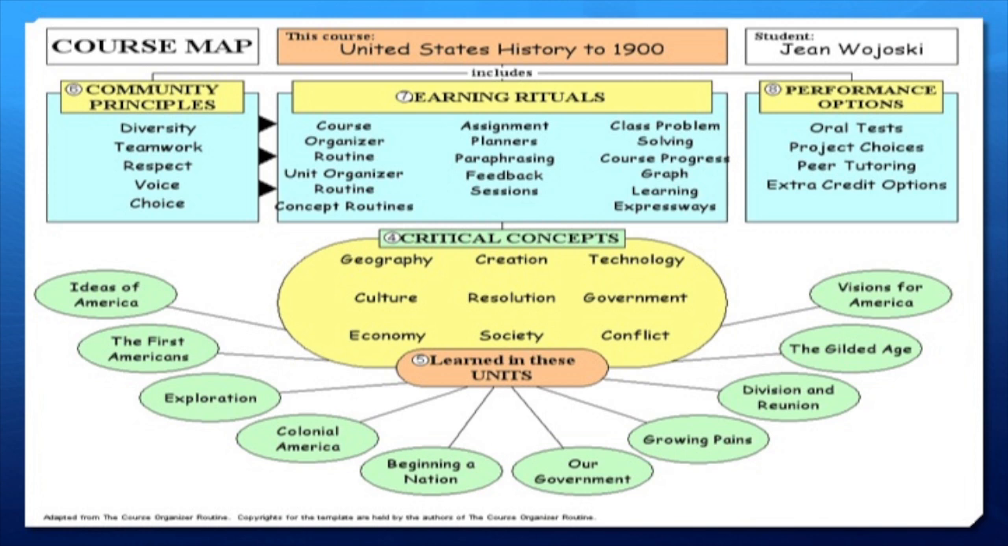The course map really focuses on the units. So what units will be present within your course? So that's almost like the roadmap. These are the units that will take you from August to June. And it also includes some community principles, some learning rituals, and some performance options. Now, for the next two sections of this video, I'm going to take you step by step through each of these categories so you can understand exactly what to do to keep your students organized and ready to go.